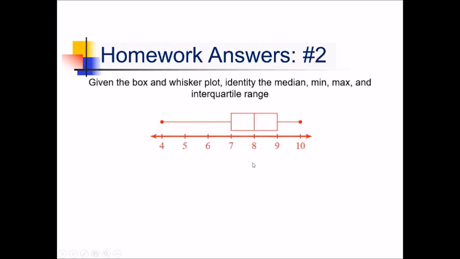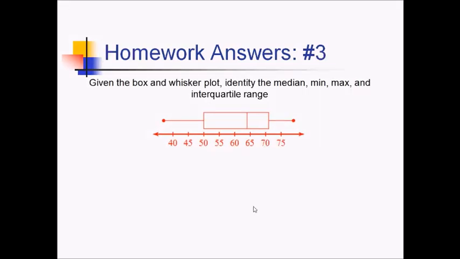For this problem, looking at some properties for this box and whisker plot, our median is this middle line, which is 8. For the min, we have the left whisker, which is 4. The max is the rightmost whisker, which ends at 10. And then for the interquartile range, that's the distance of these boxes. So we have our upper median of 9 minus our lower median of 7, giving us an interquartile range of 2.